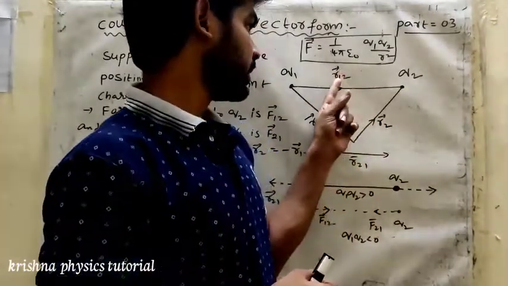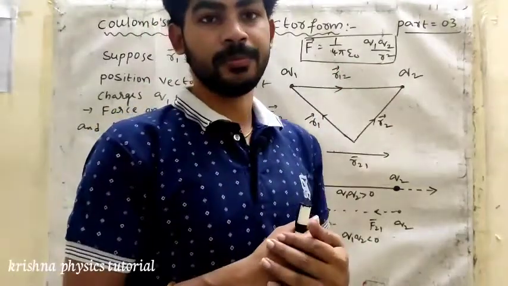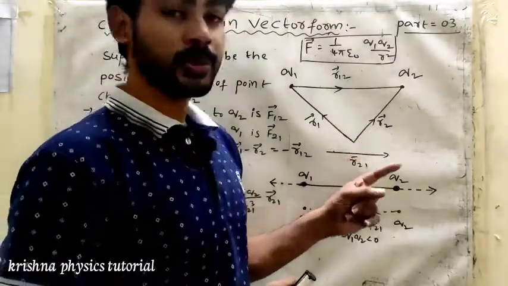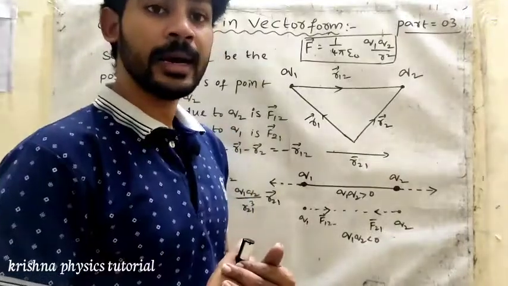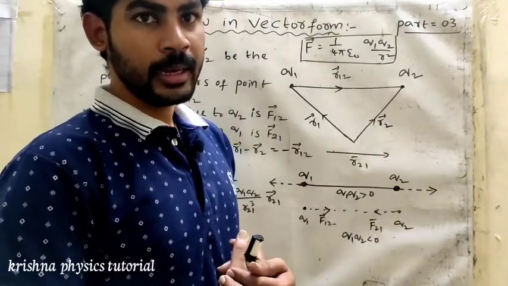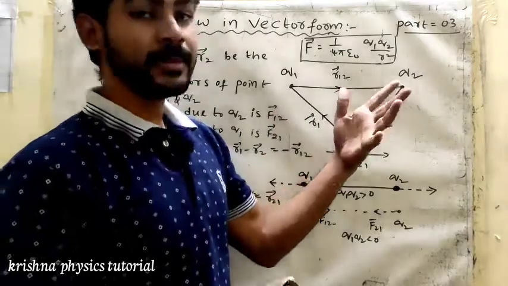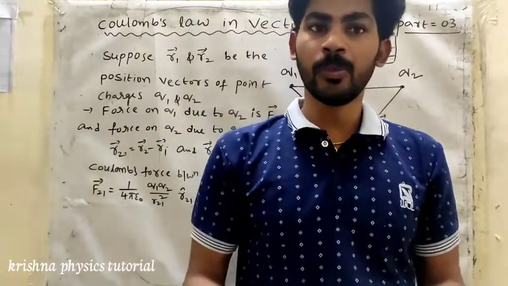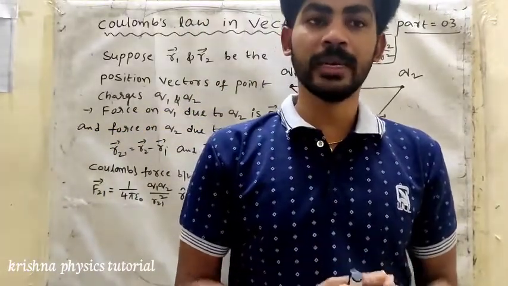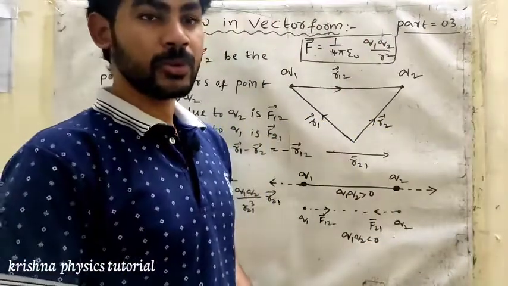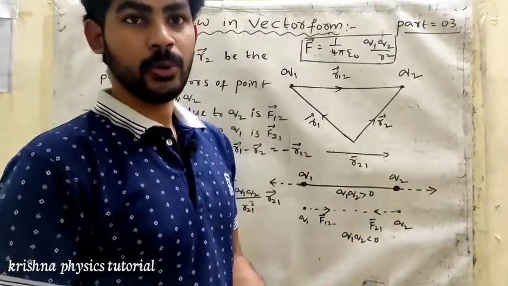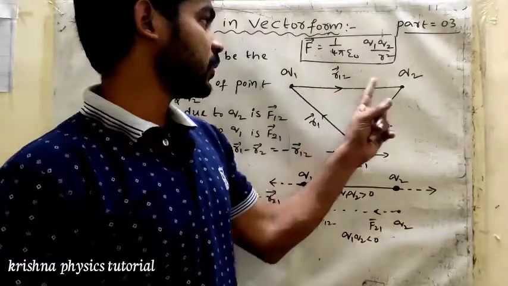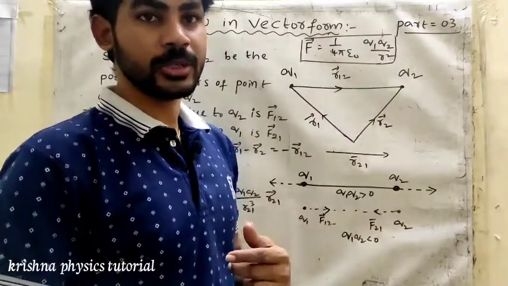1 and 2 are the positions. So r1 bar is one position vector and r2 bar is another position vector. You can consider same sign charges, or opposite signs also, one positive and one negative, no problem. Sign convention is not needed here. Here the charge is q1 and here the charge is q2, both I am taking positive.